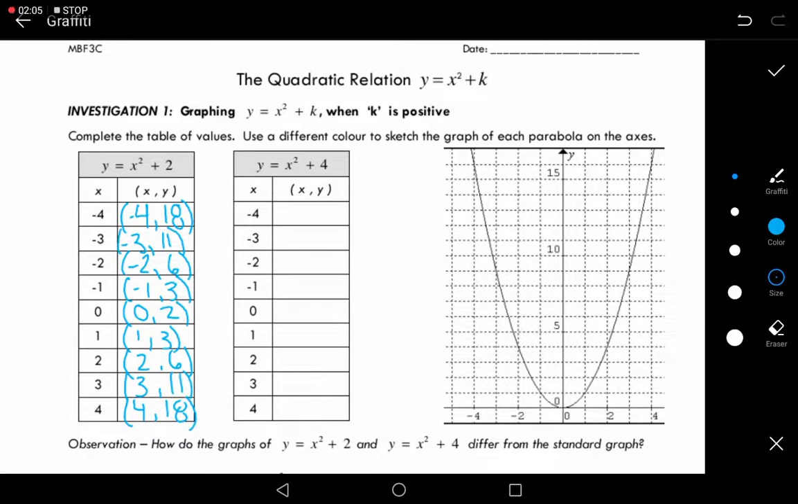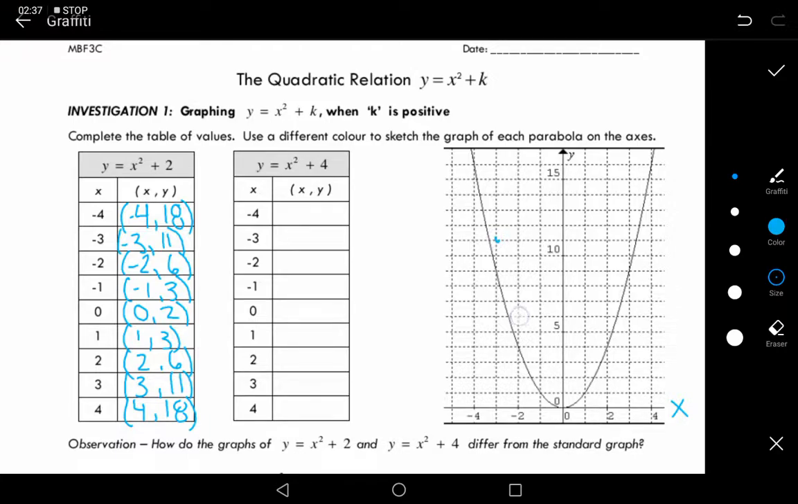Okay, so now we have all the coordinate points that we need to plot this parabola, so we're going to do exactly that. Remember, the coordinates are x comma y. Our x-axis is this one, and our y-axis is labeled there already for us. It's that vertical line up and down. So negative 4, 18, we can't graph that point because our scale only goes to 16, but that's fine. We'll just start with negative 3, 11, which will be about there.